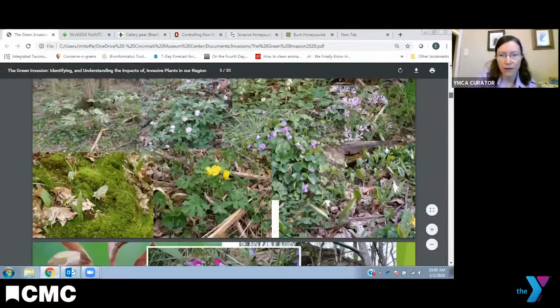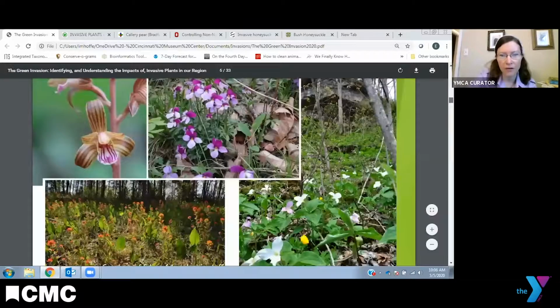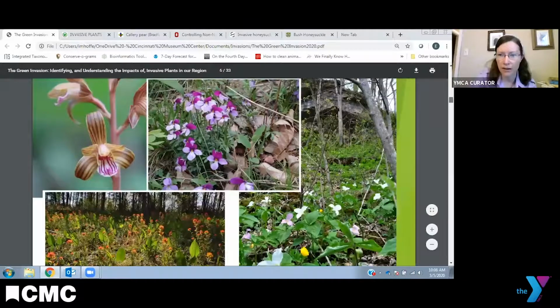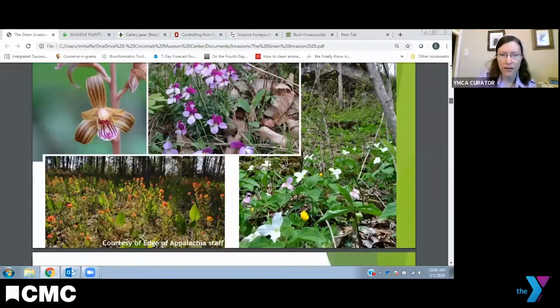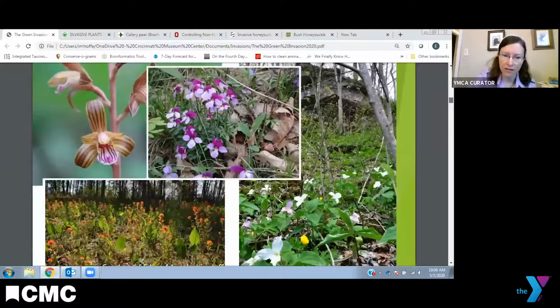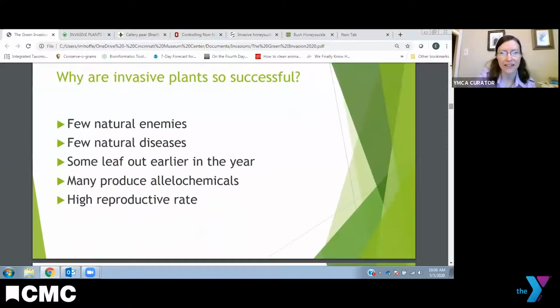Here's some more wildflowers. This is from the edge of Appalachia. So they have some invasive plants out there, but not as many as we do here yet. So this is what they're trying to protect out there, this amazing diversity of beautiful wildflowers. Okay, now we have a lot of slides of text, so get excited.